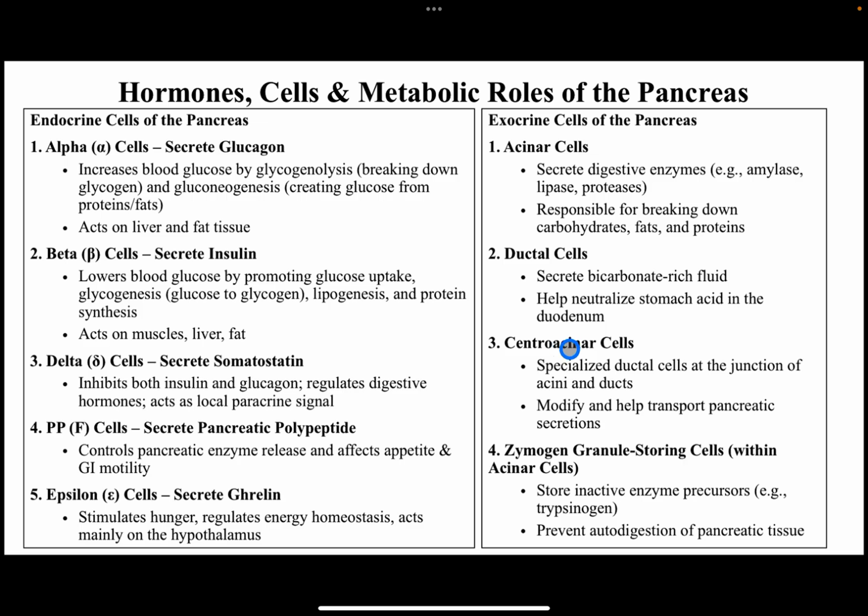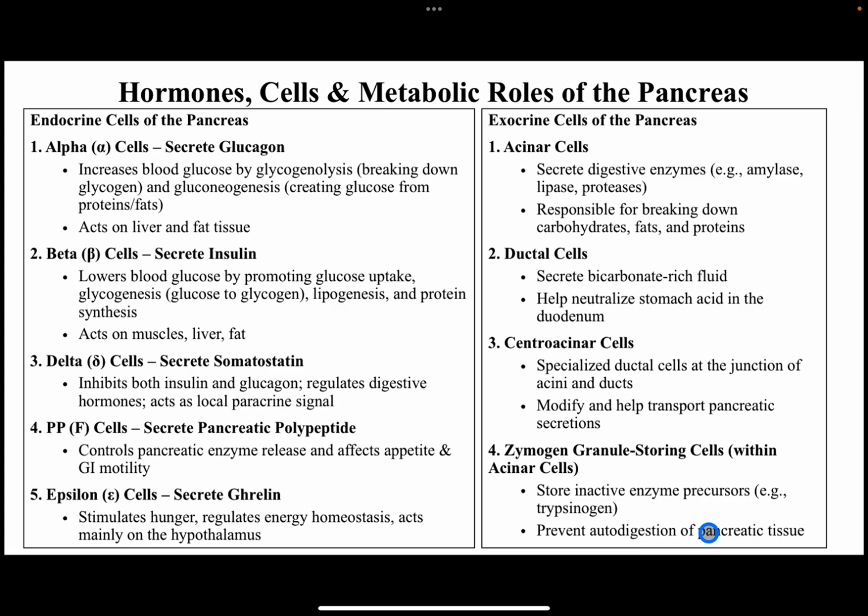Then we have the centroacinar cells. These are specialized ductal cells at the junction of the acini and the ducts. They modify and help transport pancreatic secretions. Then we have the zymogen granule storing cells. They are within the acinar cells, and these cells store inactive enzyme precursors, for example, trypsinogen. And they also prevent autodigestion of the pancreatic tissues.